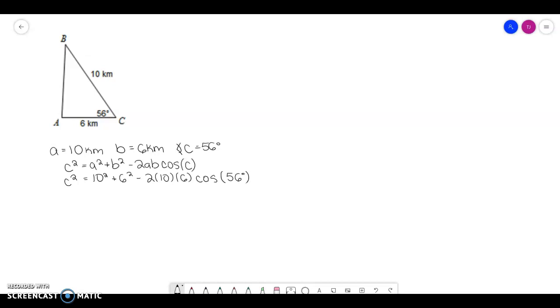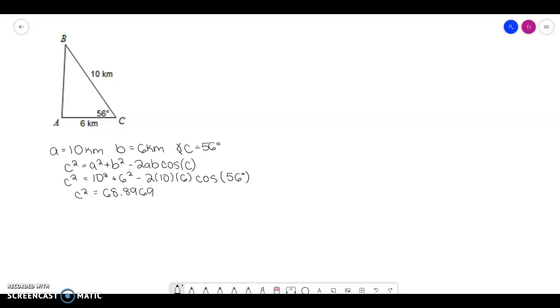So this one, if you notice, is going to be a little bit easier for us, not so much algebra involved. Right? You can use your calculator and you can go ahead and solve for it. You're going to type in the whole entire equation that you see, 10 squared plus 6 squared minus 2 times 10 times 6 times cosine of 56 degrees. And when you plug it all in and calculate it, we should end up with 68.8969.